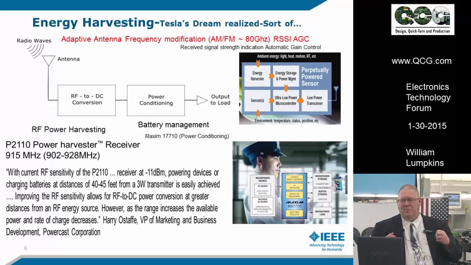Now this is very doable. The example here is the P2110 power harvester chip, which works at 915 megahertz. This can also work at 2.4 gigahertz. It can work at lots of different frequency ranges. But basically this energy that's coming is all around us. It can come down and you can reharvest it to things.